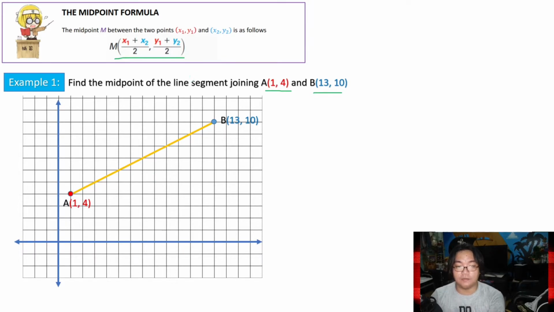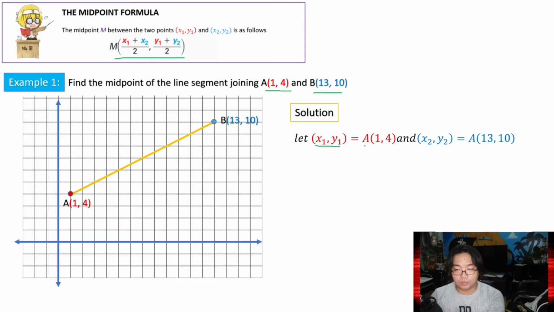As we apply the formula, our solution will go like this. We let x sub 1, y sub 1 be our point A, and x sub 2, y sub 2 has the coordinates of point B. Oh, sorry, this is supposed to be point B.